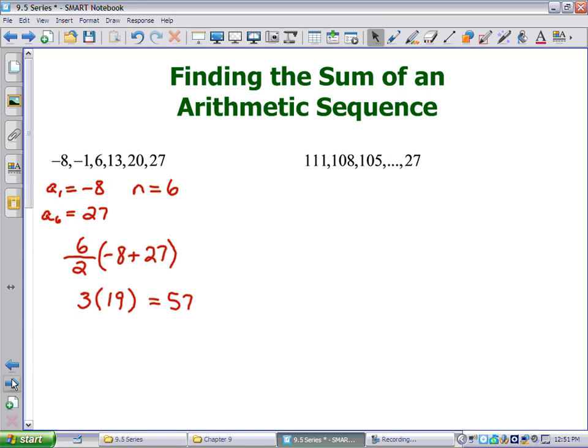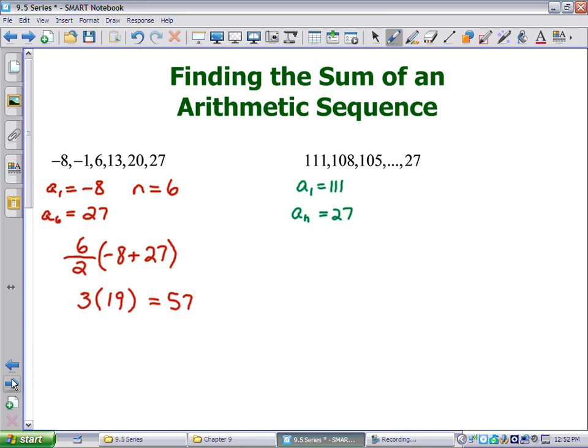I can't just use my calculator and add up all the terms because I don't know what all of the terms are. So we're going to try and define what we have, and then we're going to have to find a few things so we can use the formula. We have our first term here, so our a sub 1 is 111. We have our last term, so we could say our a sub n, which we don't know what that n is yet, but our a sub n is 27. And if you look, we have to figure out what our n is.